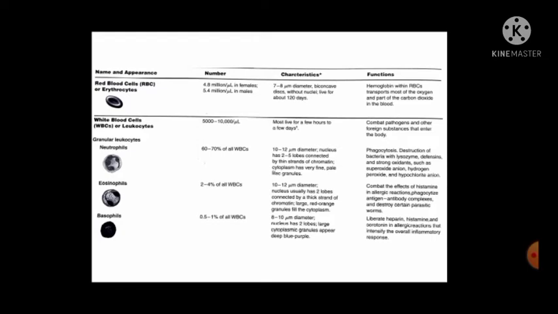Second one is eosinophils. Their number is 2 to 4% of all WBCs, 10 to 12 micrometers in diameter. Their nucleus usually has 2 lobes connected by a thick strand of chromatin. They are large, with red-orange granule-filled cytoplasm. They combat the effect of histamine in allergic reactions and phagocytose antigen-antibody complexes.